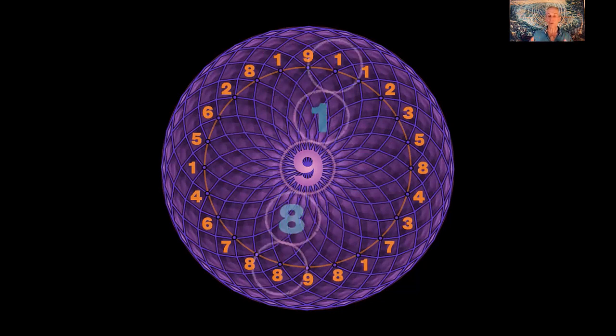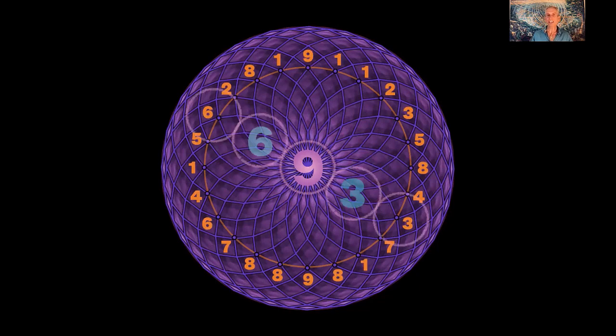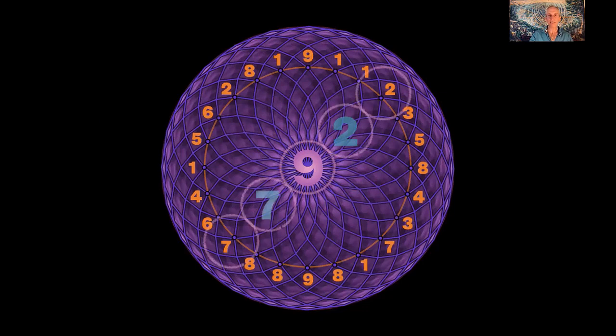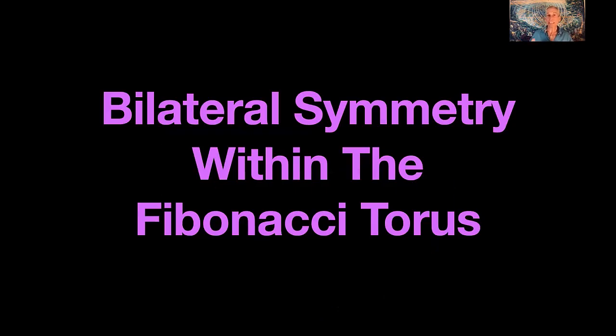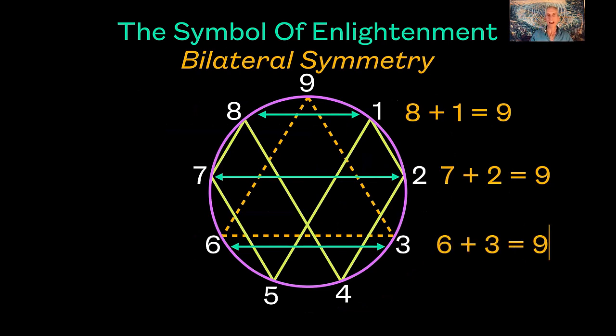And we're not even at the torus yet. Even though I've got this purple figure, which is the torus itself, I've not yet shown you the full torus itself. And that's going to take place here in a moment. But before we do that, I want to introduce you to the bilateral symmetry within the Fibonacci torus. And so to do that, I'm going to take us back to the bilateral symmetry that exists within the symbol of enlightenment.